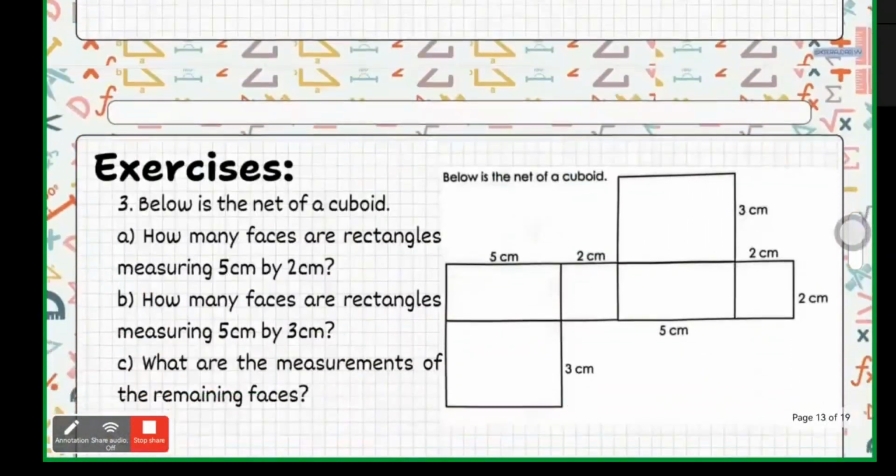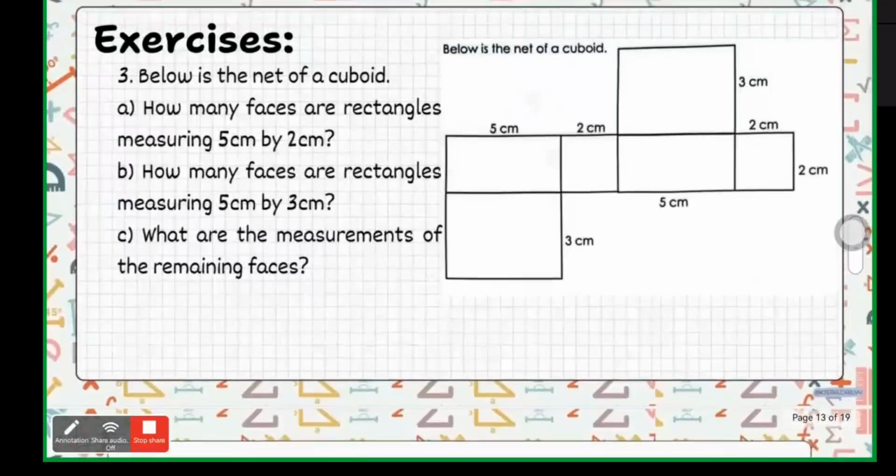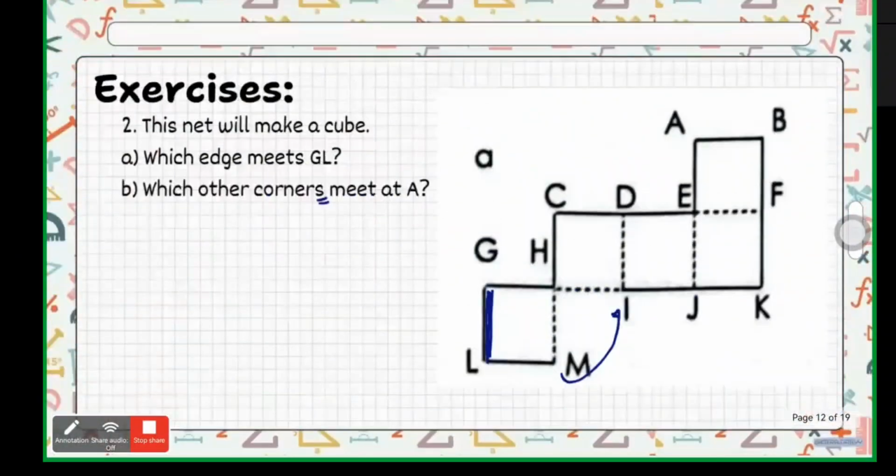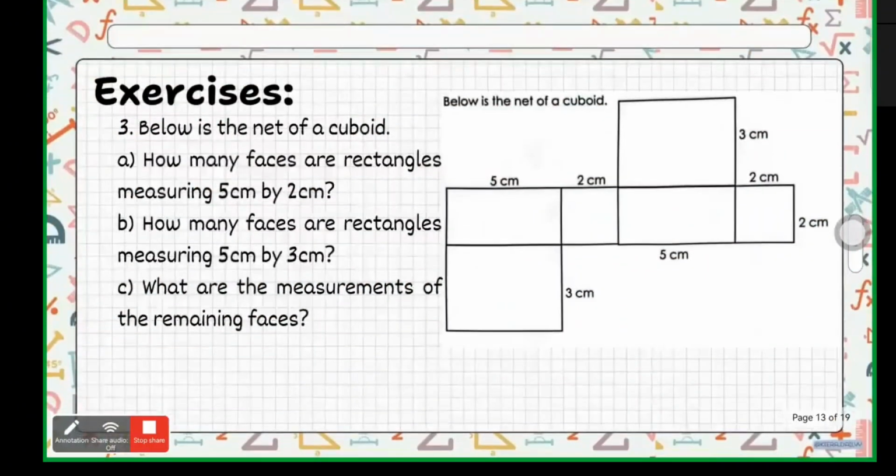Exercise number 3, you can do it as this will be for number 2, this will be your homework that you will be doing. Okay, for exercise number 3, below is the net of a cuboid. Read with me. Below is the net of a cuboid. How many faces are rectangles measuring 5 cm by 2 cm? So just look which one of them have 5 centimeters and 2 centimeter of length and width.